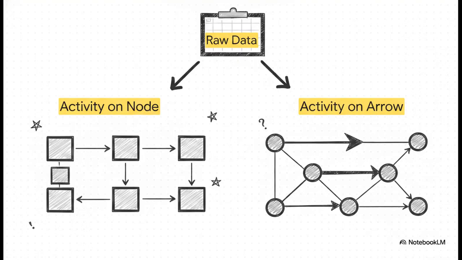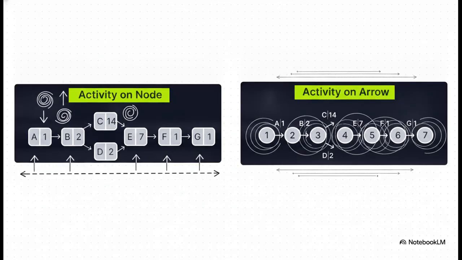Now, what's really fascinating is how we can translate that raw tabular data into two totally distinct types of diagrams: activity on node and activity on arrow. Both of these completely achieve the goal of mapping out dependencies, but they approach the visual layout just a little bit differently. Notice how on the left diagram, the activity on node, the activities are represented by the boxes themselves, and they're stacked vertically when they happen simultaneously. So tasks C and D happen at the exact same time.